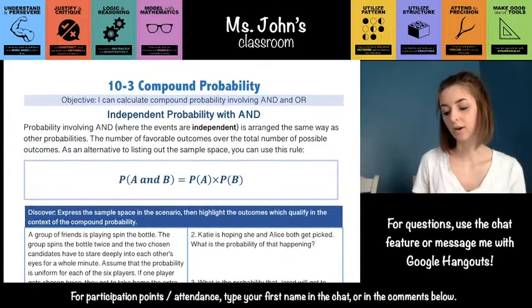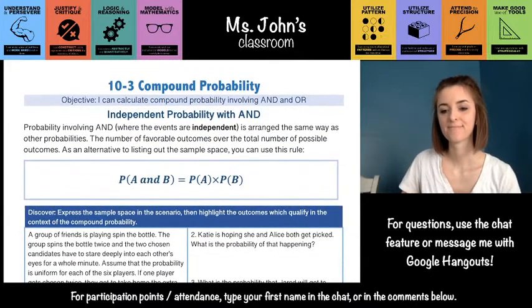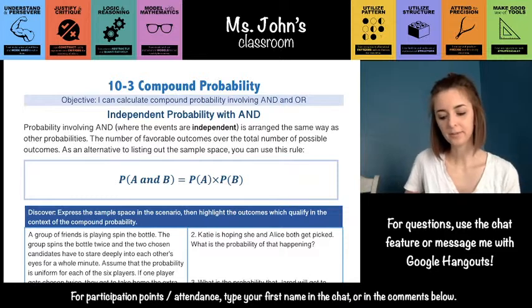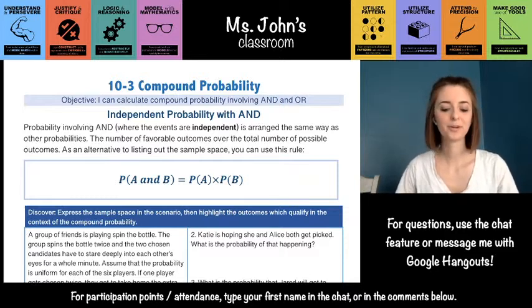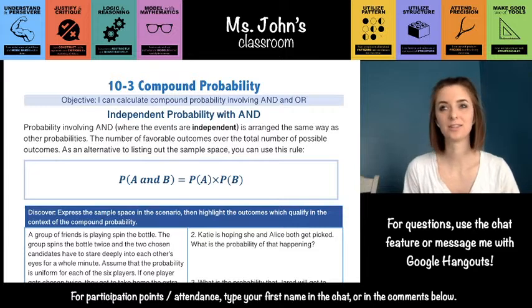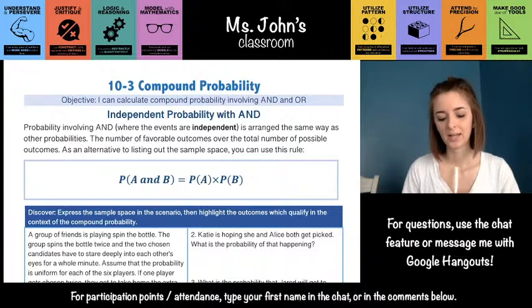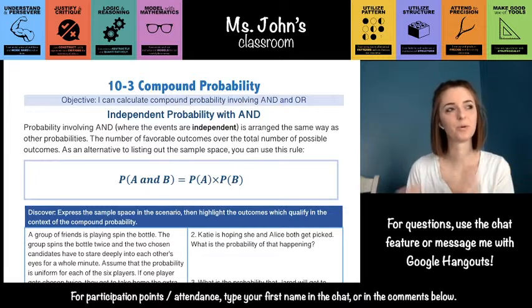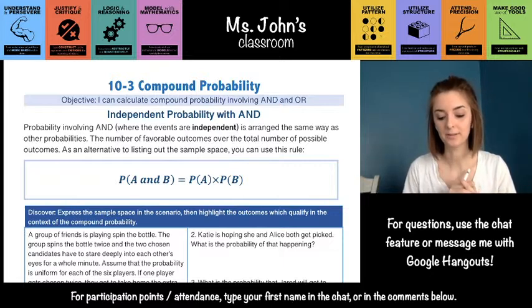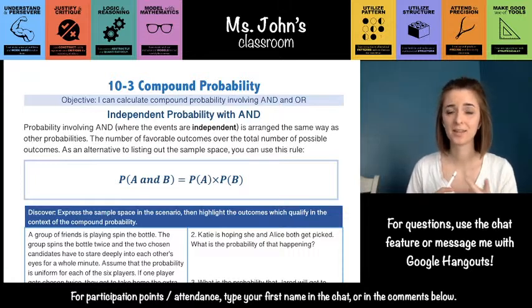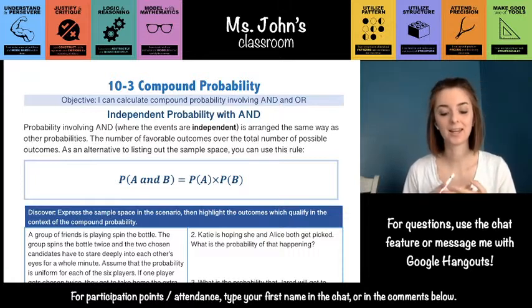So we are learning about compound probability today. If you remember compound shapes from our last unit, it's just sticking two shapes together and making a different whole shape. So compound probability is essentially considering two different, at least, sometimes more than one event in our probability. That can happen two ways. It can happen with "and" and it can happen with "or."